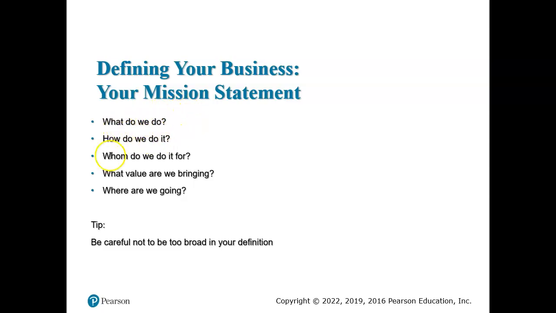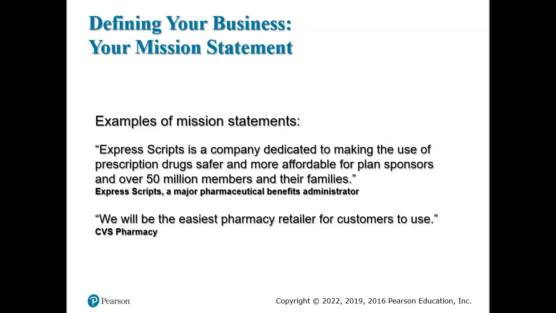So what do we do? How do we do it? Who do we do it for? Whom, I should say. What value are we bringing to those people? And where are we going? So it's really important not to be too broad in your definition, because a lot of times, that would be a temptation as you go through this, but you want it to be defining. So that's why you want to be as specific as you can without being too specific, right?